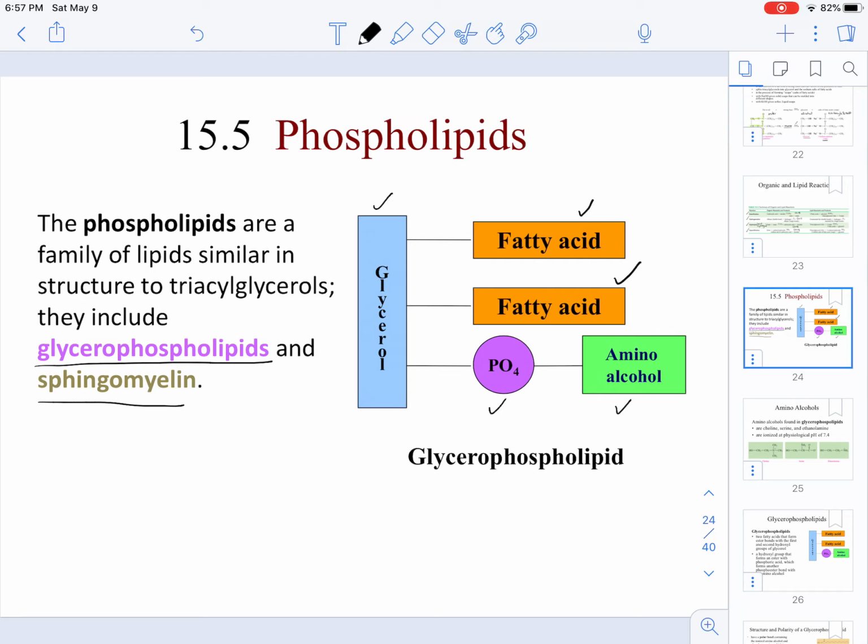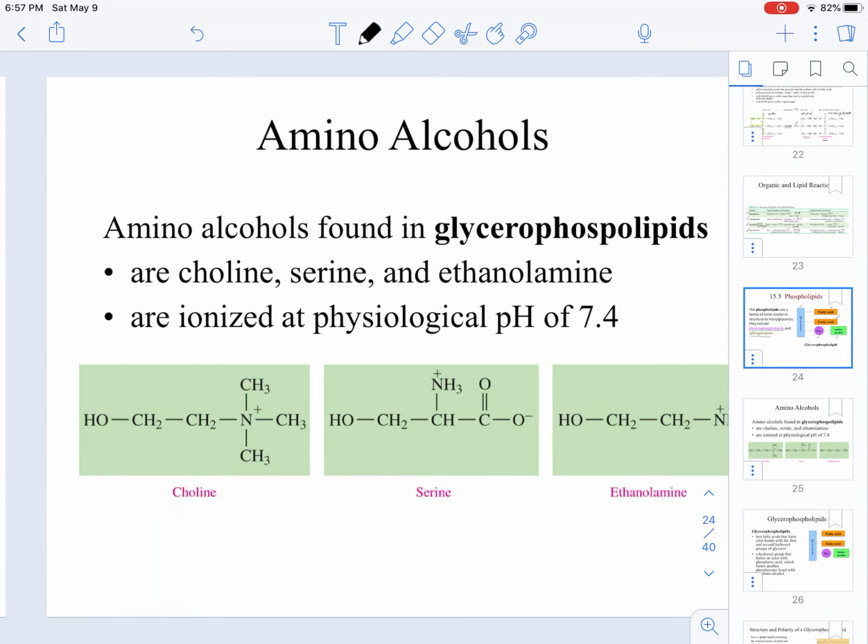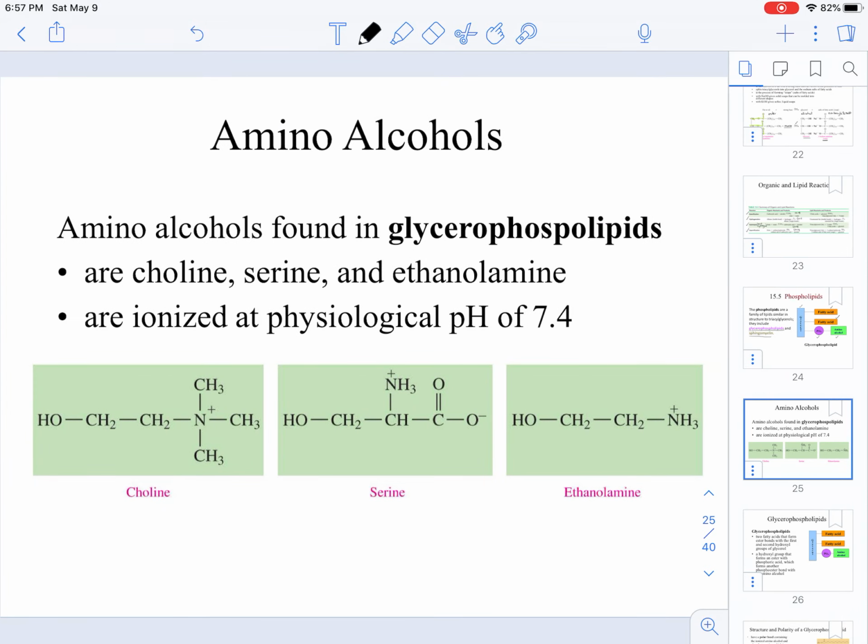We already know what glycerol looks like. We already know what a fatty acid looks like. So the first one that we are going to be exploring is the amino alcohols. So when it comes to the amino alcohols, just like the name says, these molecules are going to have an amine group. So the amino comes from having an amine component, and the alcohol comes from having a carbon atom bonded to a hydroxyl group.